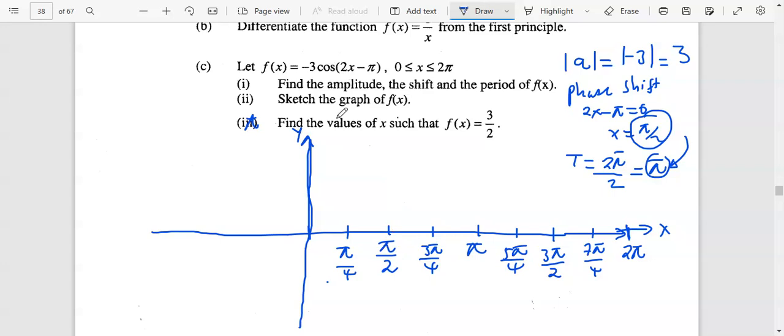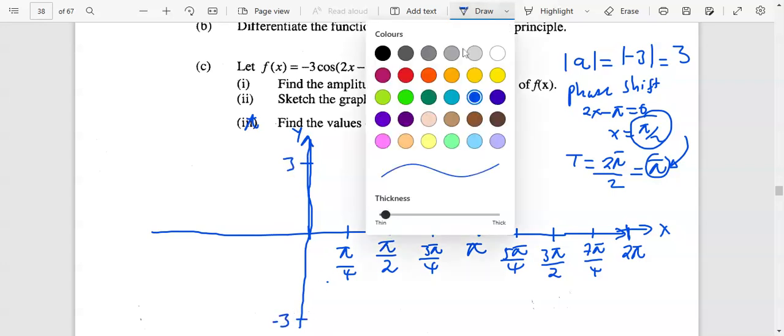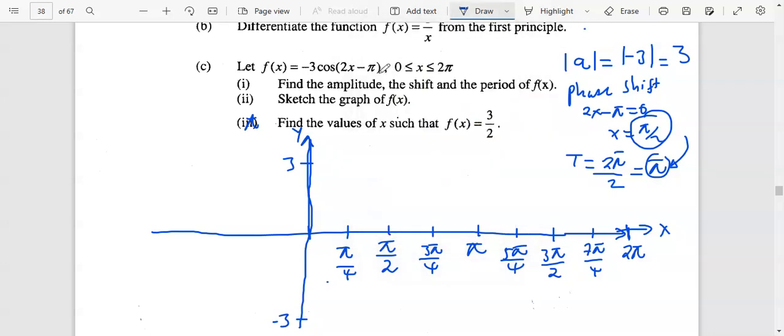Now this is a cosine graph. A cosine graph starts from the maximum or the minimum. The amplitude is 3, so I'm going to go as far as positive 3 and as low as negative 3. If you look at this one, the number in front of the cos is negative, meaning that we're going to start from the minimum. We're going to start from here.